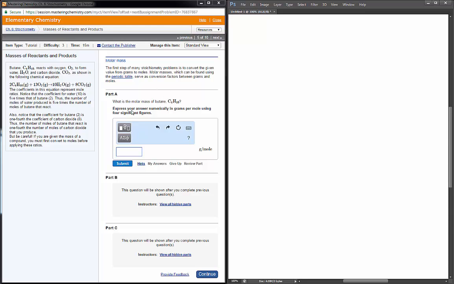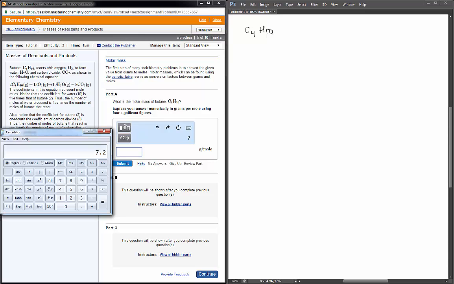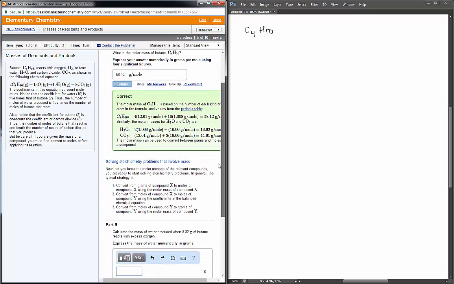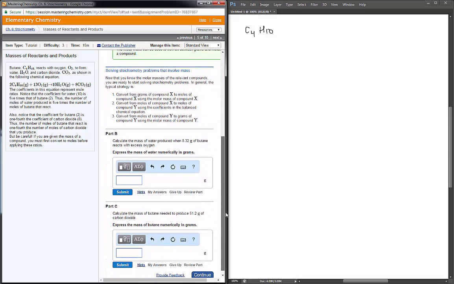So we know the molar mass of butane, C4H10, which has 4 carbon atoms and 10 hydrogen atoms. We know, according to the periodic table, that carbon has a mass of 12.011 and hydrogen has a mass of 1.0079. So the molar mass of C4H10 is 58.12 grams per mole. We've already done that a bit in our last homework assignment.